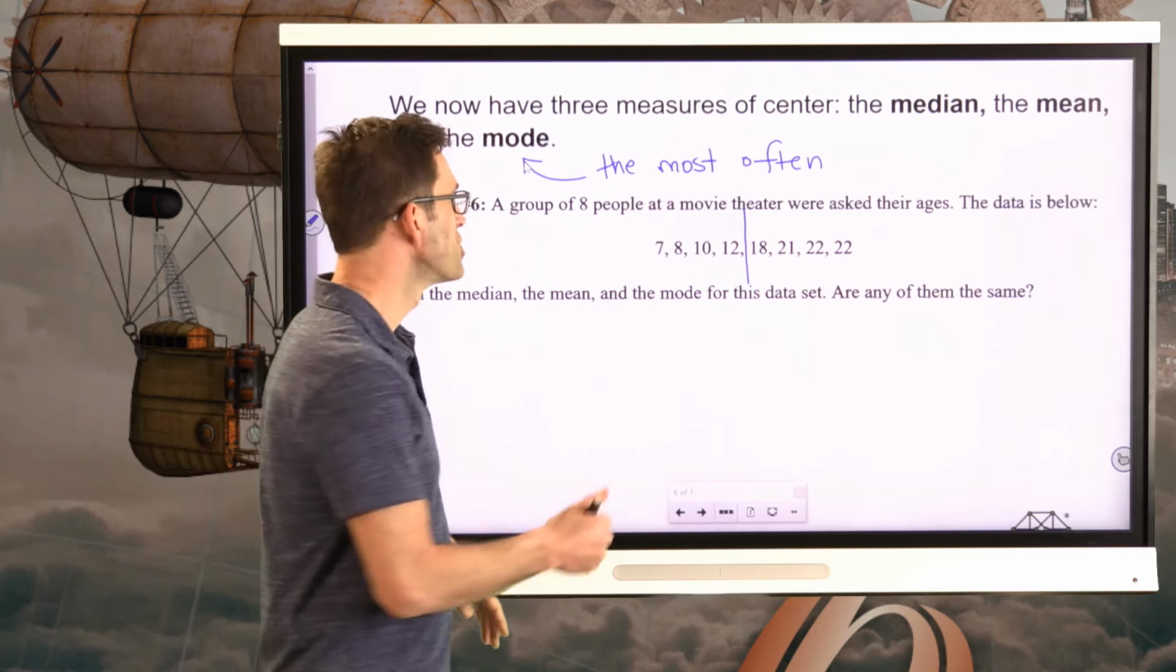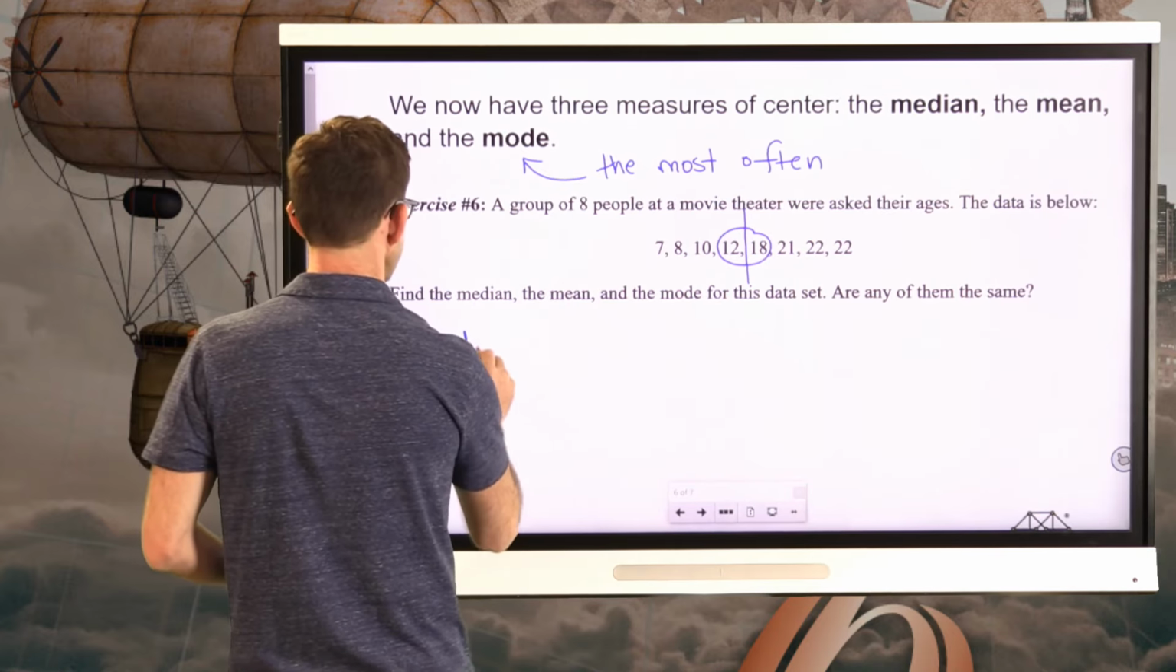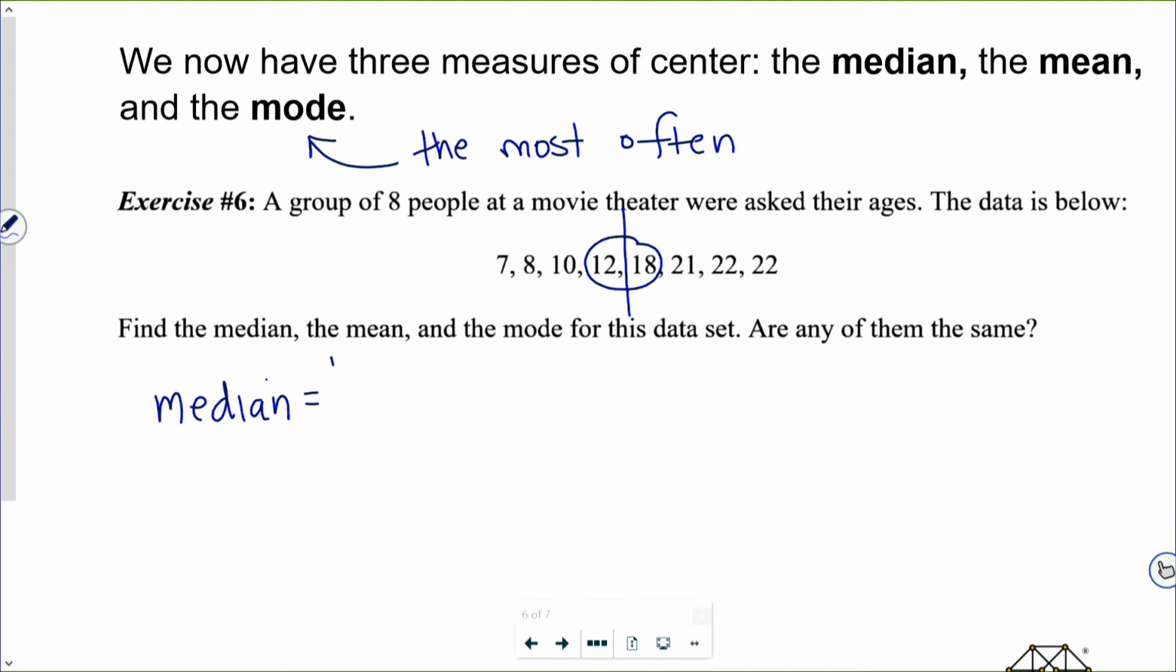the median, which means in order to calculate the median, I actually have to find the average of 12 and 18 by adding them together and dividing by 2. It's going to be 30 divided by 2, and that's going to be 15. All right. So that's going to be our median.